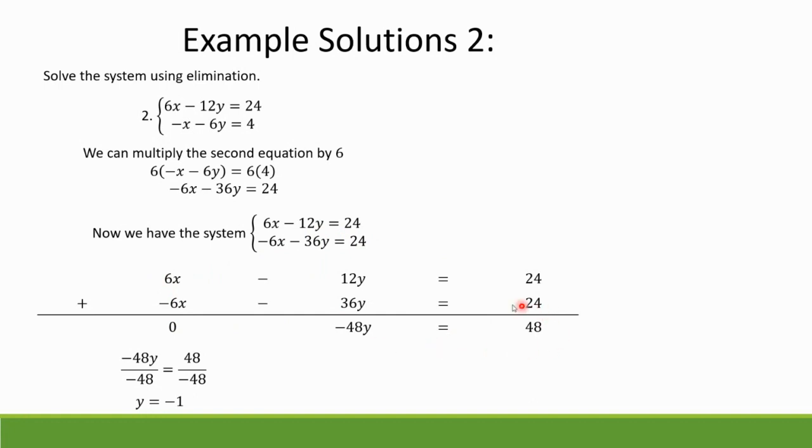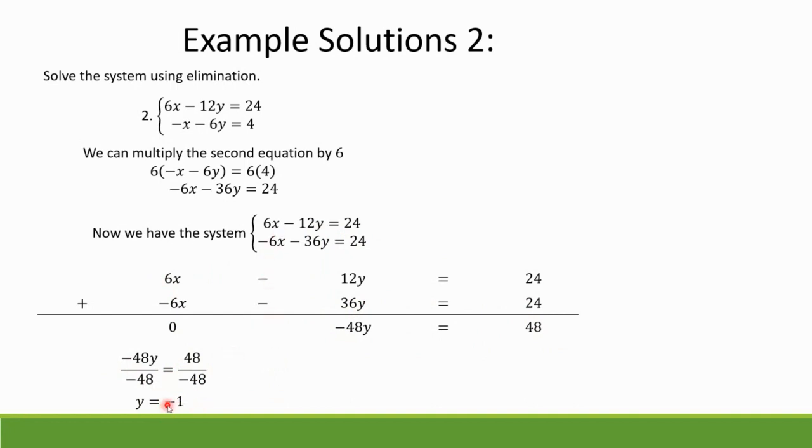So we have this new equation here. Dividing both sides by minus 48, what do we get? Well, we get y equals -1. We divide both sides by minus 48 and get y equals -1. Now, of course, we're not done, because we only have y. We want x and y.